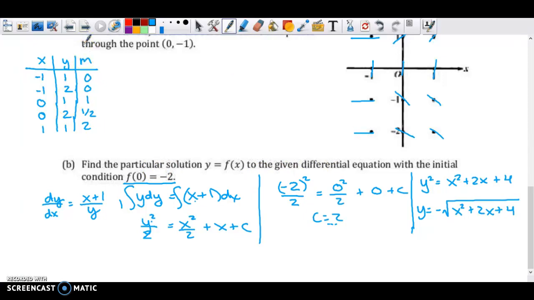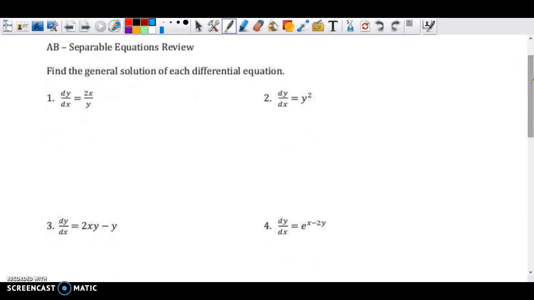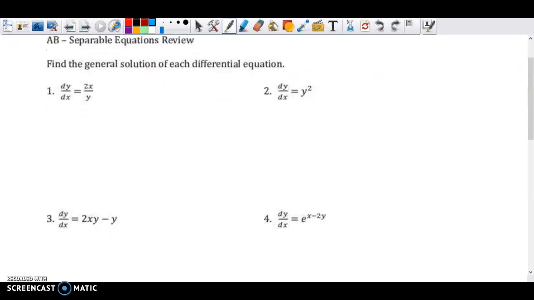Okay, so hopefully you feel confident about graphing slope fields. What I'd like to do is look at some more challenging separable equations. So the first one is actually not too bad. That's what we've been doing. So what I'd like you to do is actually just try that on your own and pause the video when you're ready to see them.